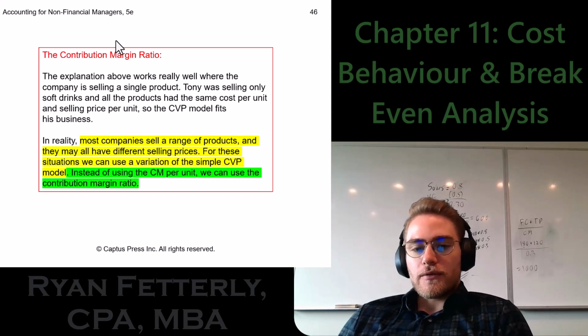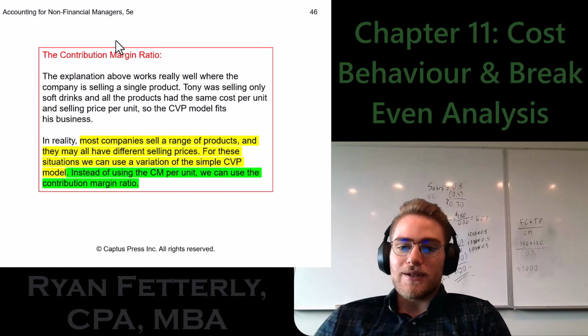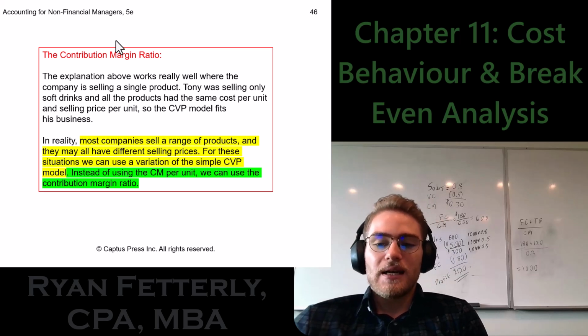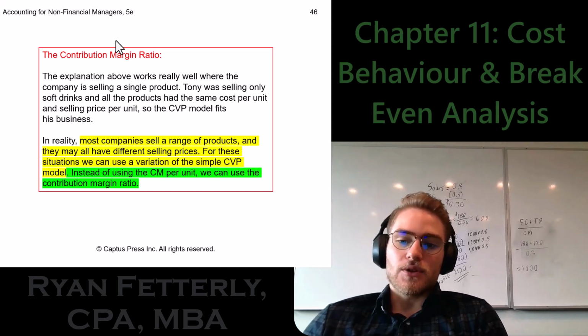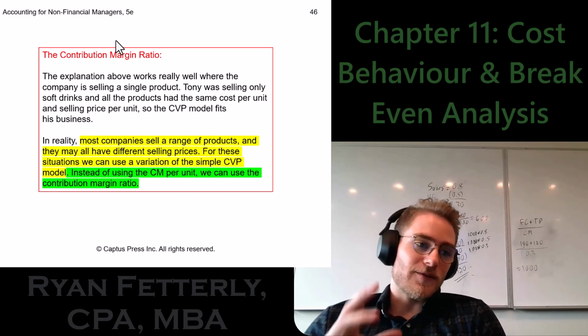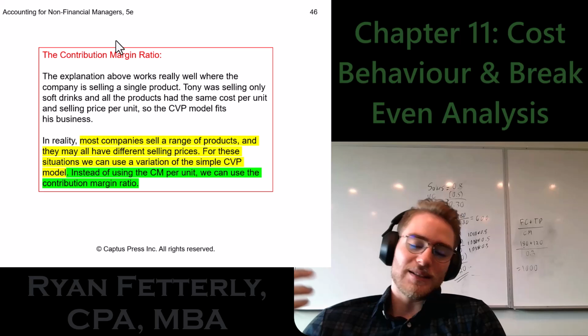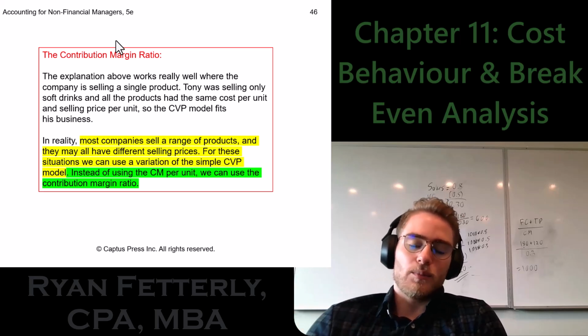So contribution margin ratio, the explanation above works really well when there's a company selling a single product. Tony was selling only, say, soft drinks, and all the products had the same cost per unit and selling price per unit. So the cost volume profit model fits his business really well because he's only selling one unit. And we'll have to factor in the 80 cents, 50 cents, 30 cents contribution margin. Fixed cost 180. It's very simple because it's one product line.